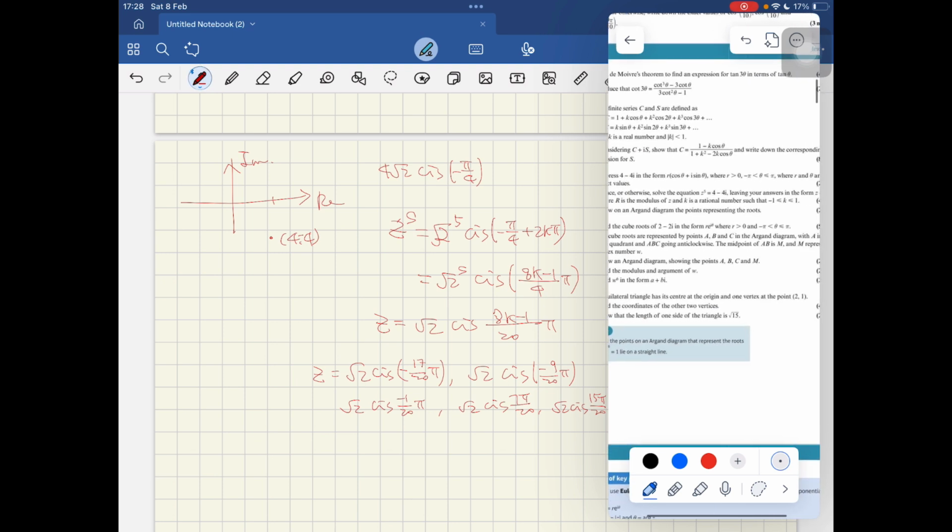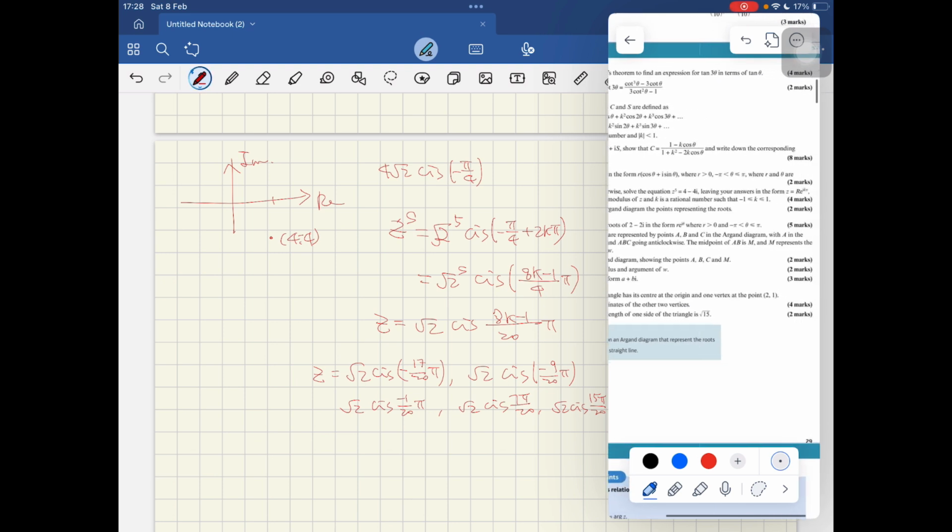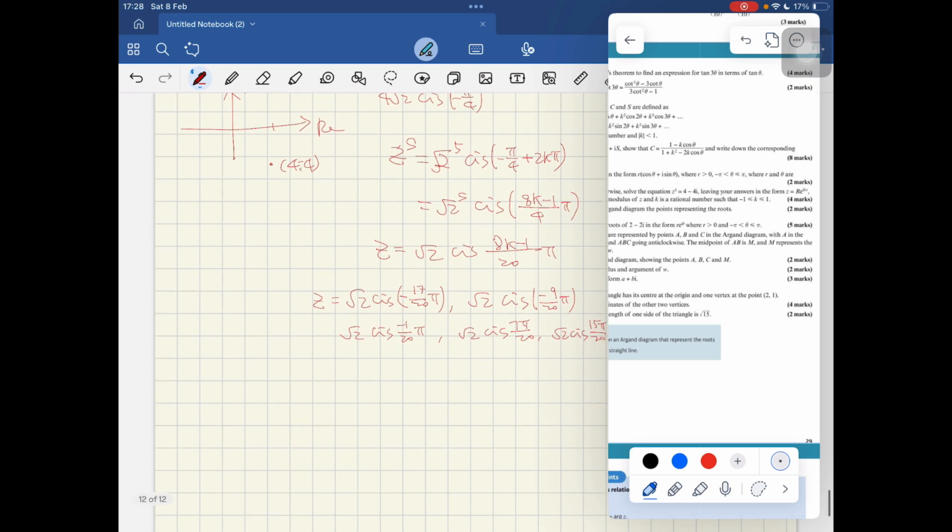Oh, it says with this Euler form, so that is square root 2 e to the power of negative 17 over 20 pi i, square root 2 e to the power of negative 9 over 20 pi i, square root 2 e to the power of negative 1 over 20 pi i, square root 2 e to the power of 7 pi over 20 i, square root 2 e to the power of 15 pi over 20 i.